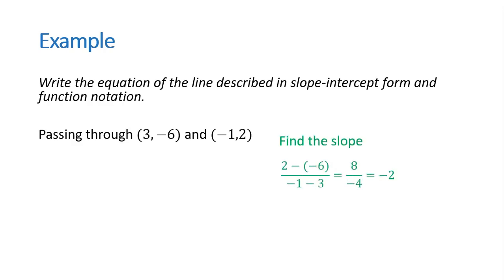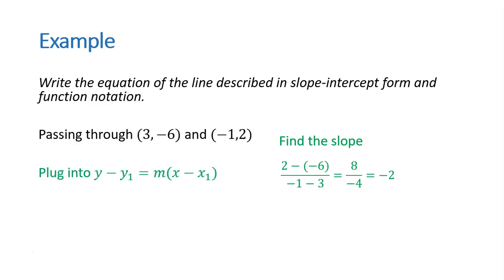So let's find the slope. You can use either point as point 1, either point as point 2, it doesn't matter as long as you're consistent. So change in y, 2 minus -6, over change in x, which is -1 minus 3. Simplify this down, we get 8 over -4, which simplifies to -2. So the slope of the line passing through these 2 points is going to be -2.